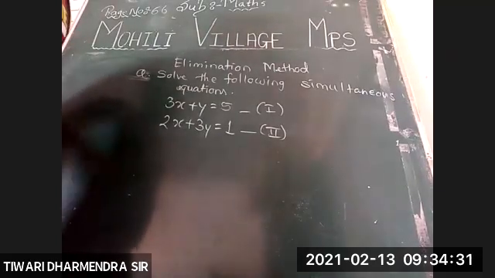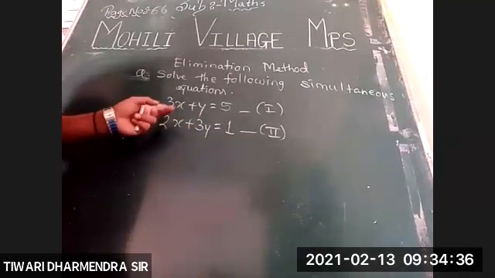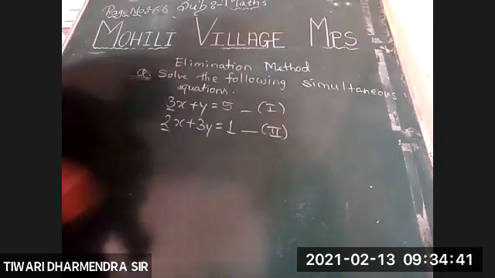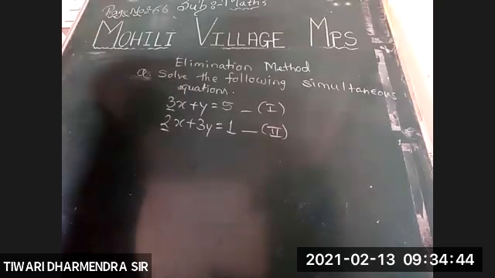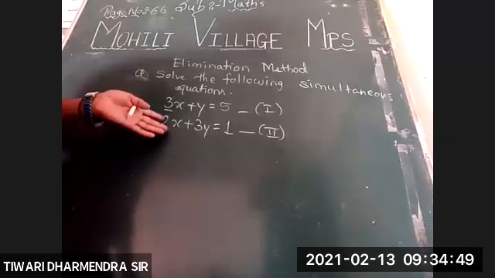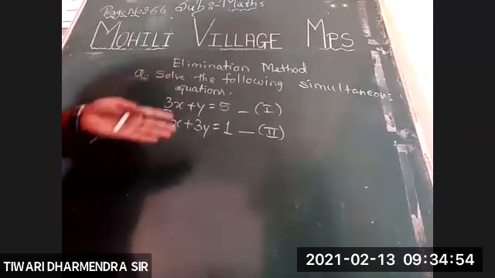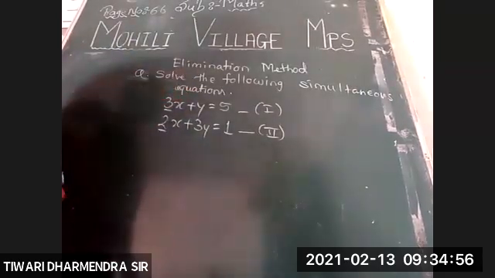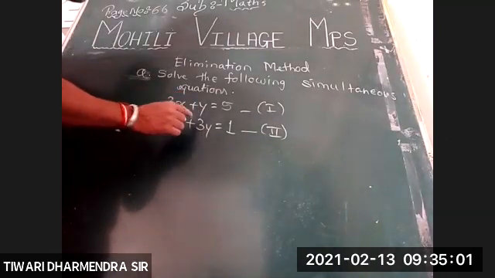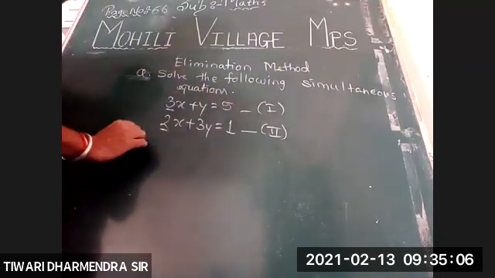As we can see, we are having two variables and their coefficients are different. Here it is 3, here it is 2. If it would have been the same, then I would have used the rule of subtracting. But here they are not the same. First, I will make the coefficient present with the variable the same. How to make it? I will multiply. If I multiply equation 1 by 3, I will get 3y. Let's see.